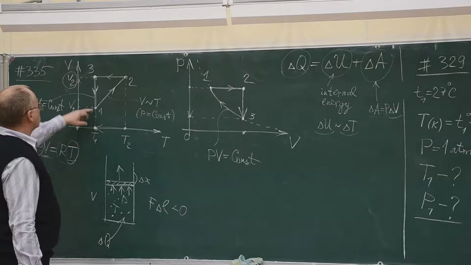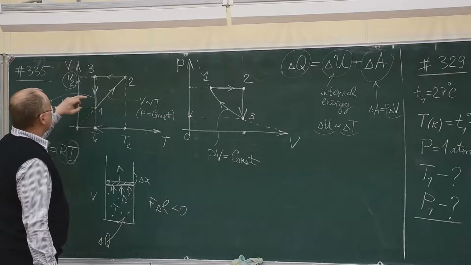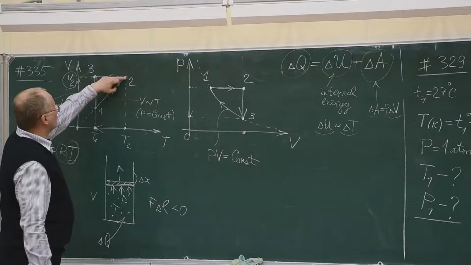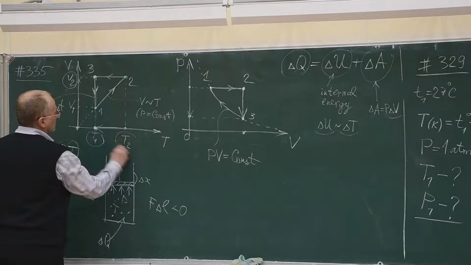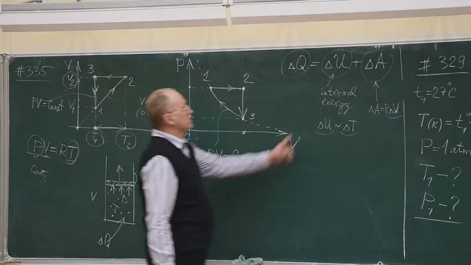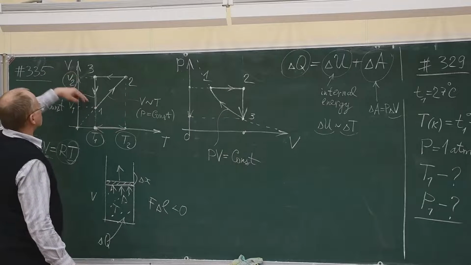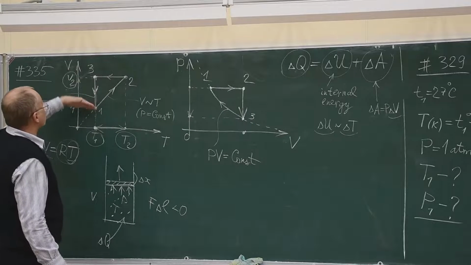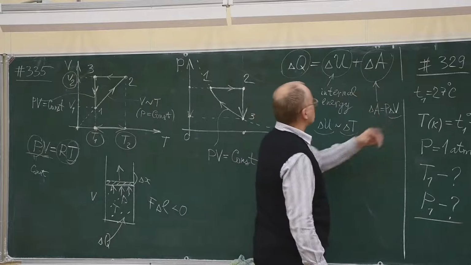The temperature of the gas increases while the gas moves from point 1 to point 2. The temperature obviously is increasing from T1 to T2. The temperature is increasing. It means that the internal energy is increasing. And also the volume is increasing here. The volume of the gas expands. Therefore, the work produced by gas is also positive.